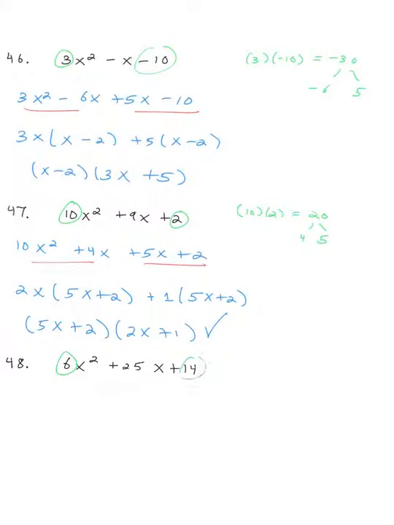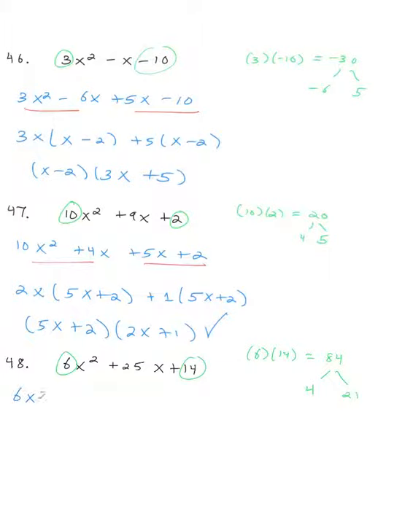Okay, for 6 and 14, values are getting larger, but the product of those two numbers is 84. And I want factors of 84 that add to 25. Okay, let's see, just guessing a few things here. Okay, I took 84 and I divided it by 4. And when I did that, I got 21 left over, and that adds to 25. All right, great.